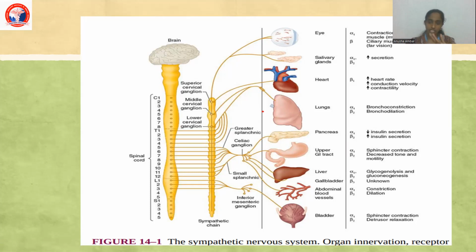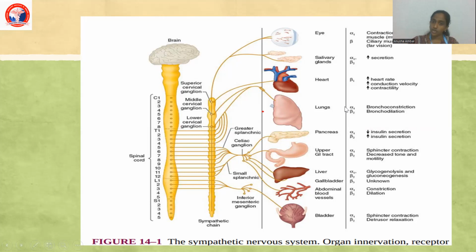Glands, only alpha action, secretion will increase. Heart, there is only beta 1 action. Not only the heart rate goes up, the speed of conduction, the contractility of the musculature, everything will increase. Overall, the cardiac output will increase, there will be heart rate increase, there will be a BP increase, increased risk for arrhythmias. Lungs, actually, there are different actions.